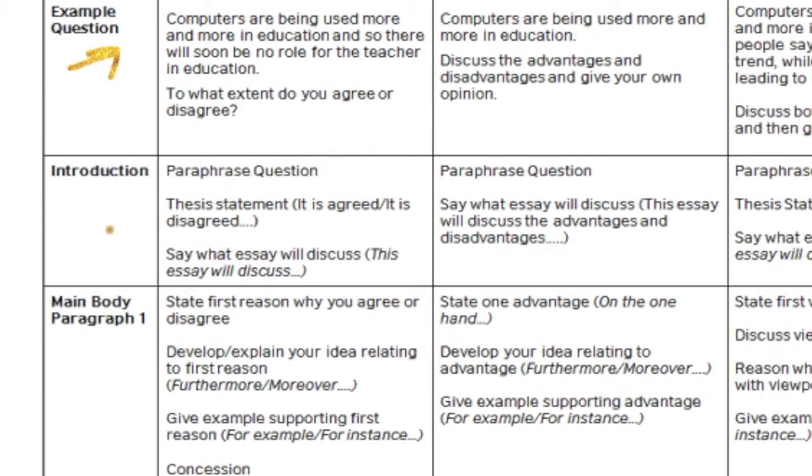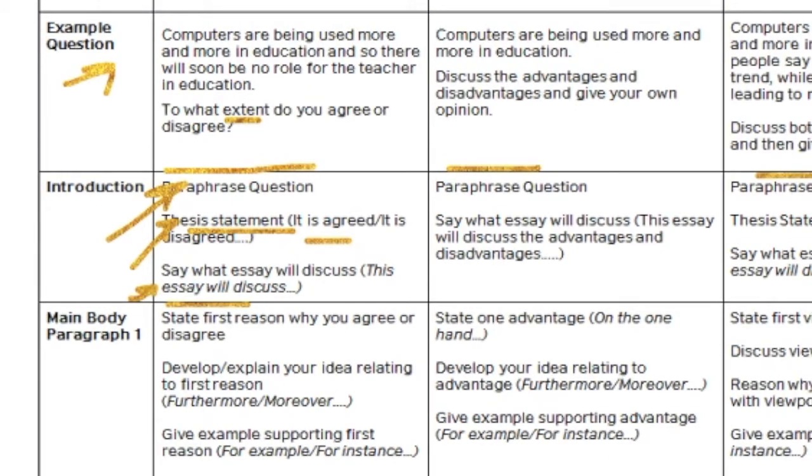How you go about it is you paraphrase the question, then you write the thesis statement, and then you present the outline statement. So paraphrasing is to change the question without changing its meaning. Then you write the opinion. It is agreed or it is disagreed. What is your opinion about it? And to what extent do you agree? That also has to be mentioned because it is asking for the extent of agreement or disagreement. Then you will say what the essay will discuss or what will it talk about. So that's your outline statement. You can even have a general background statement before doing the paraphrasing. That's optional, but yes, it's considered well.